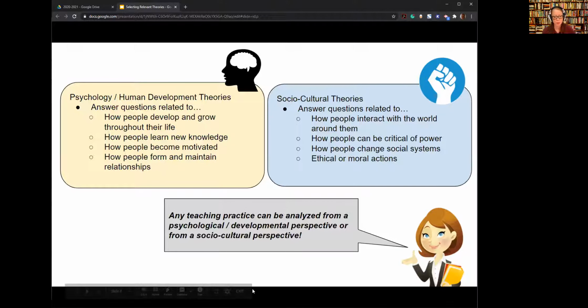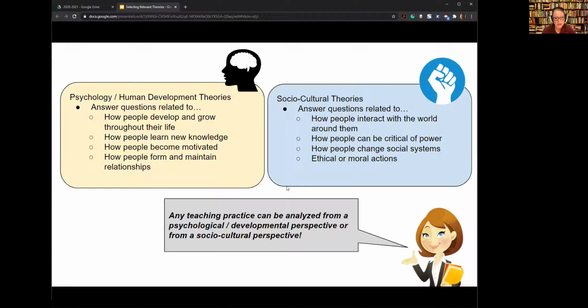So any teaching practice can be analyzed from a psychological or developmental perspective, or a sociological and cultural perspective, anything. So if I want to look at assessments, for example, I could look at, is this the best way to actually measure learning? Or I could even look at what is the power system behind these assessments, and what does it do to enact power over other people and oppress people? So I could take my topic and I could go either way. It's really up to you. There's no right or wrong answer here.